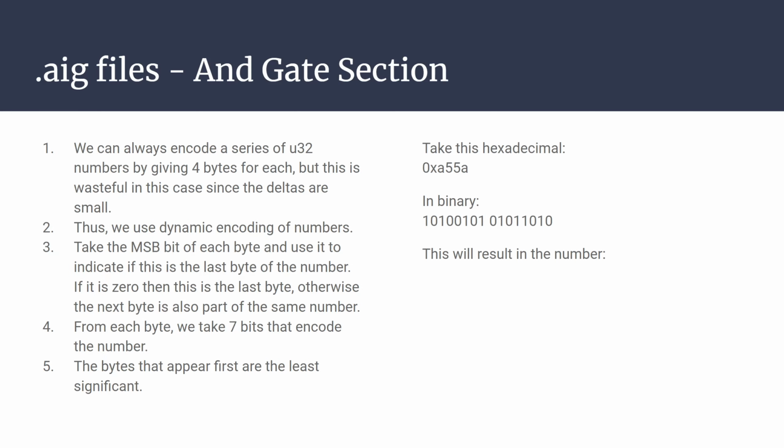So we can always encode a series of U38 numbers by giving 4 bytes for each. This we already know. If you have 4-byte numbers, you can just give 4 bytes to each one, and then the binary section can just be a series of 4 bytes, 4 bytes, 4 bytes, whatever. But here we do something a bit more smart. We use kind of dynamic encoding.